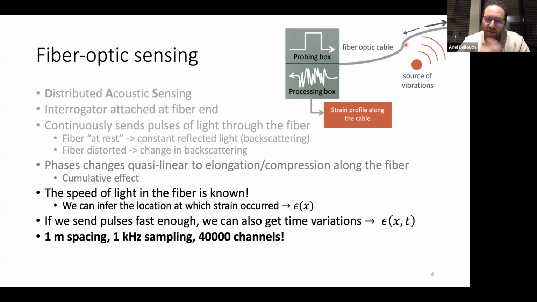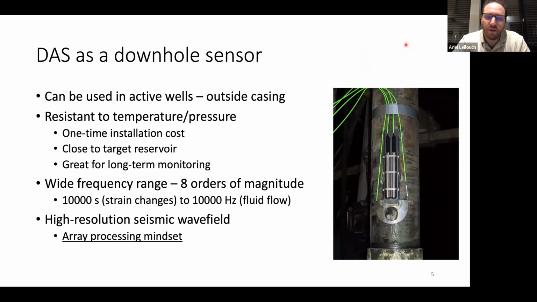And if we're looking at the latest and greatest technology, we can get pretty high resolutions. I mean, we're talking about roughly, let's say, 1 meter spacing between measurement points, about 1,000 samples per second, and about 40,000 channels. So again, with the latest and greatest, we can get 40 kilometers of fiber sampled all at once in very high spatial and temporal resolution. And this is, I think, really important as a downhole sensor.